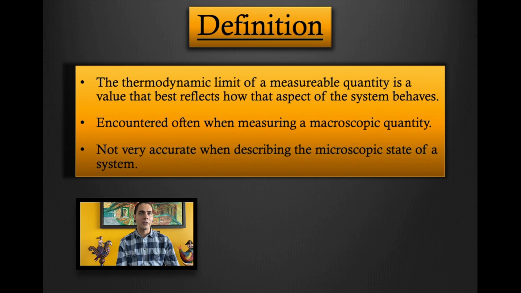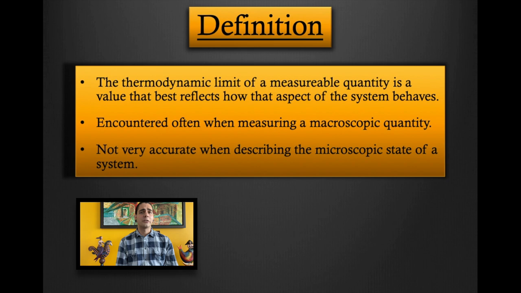However, if I don't care how the sand is distributed within the jar, in other words, I don't care about the microscopic state of the system, and I treat the jar of sand as one lumped object, then using that density would be fine if I wanted to know if it sinks if I toss it into a lake. The thermodynamic limit functions similar to how we calculated the density in this example. It roughly describes a particular property of the system. Let's look at another example.